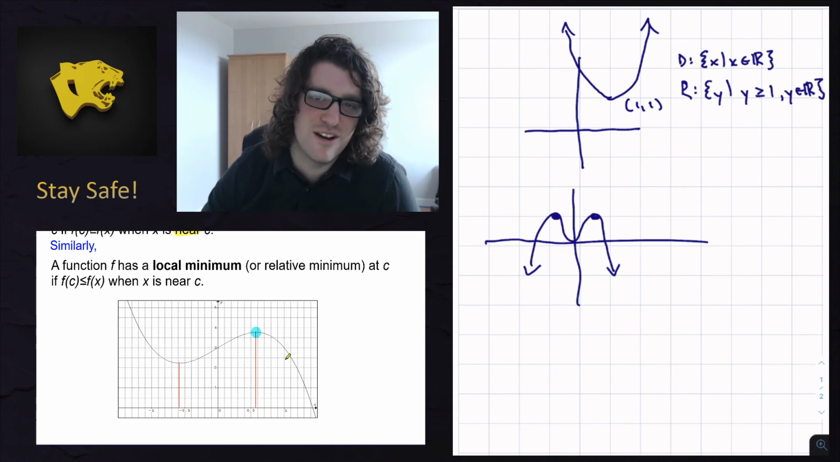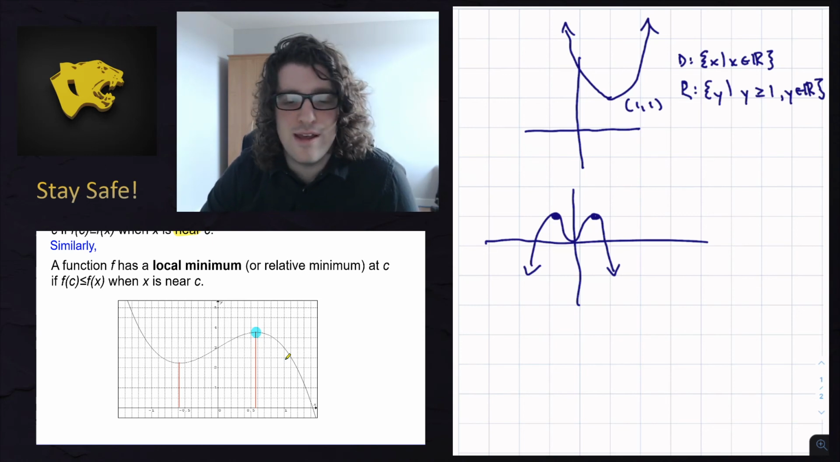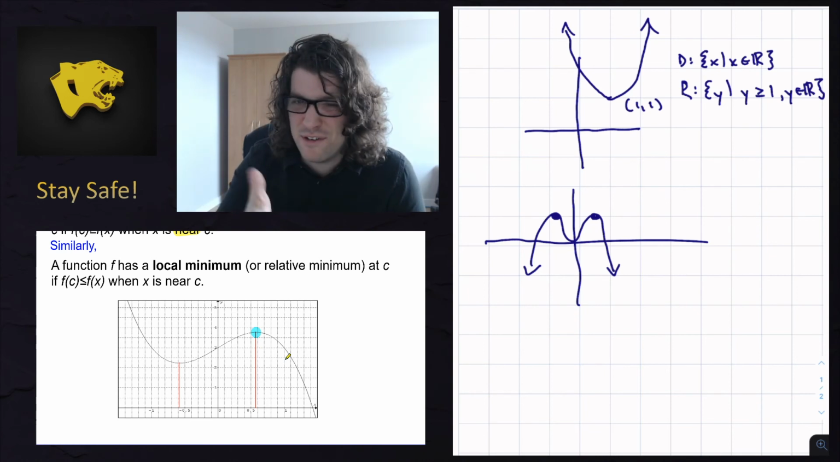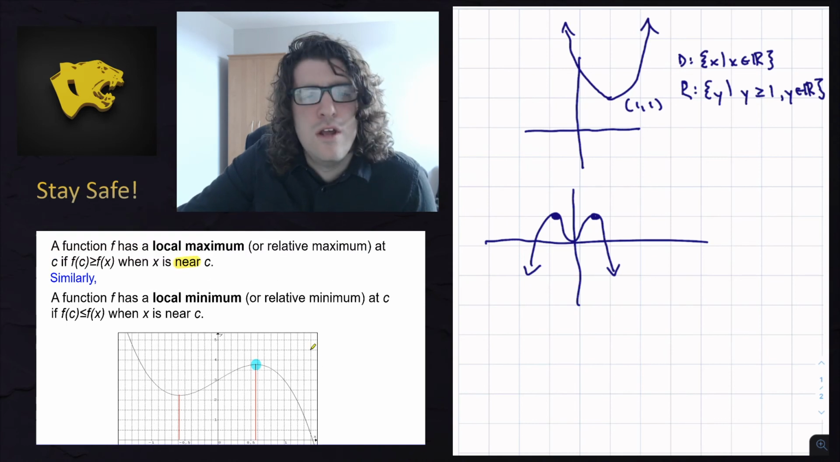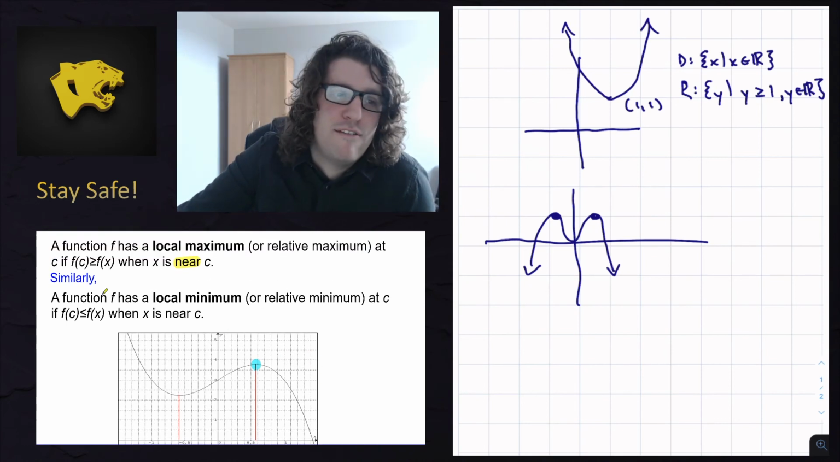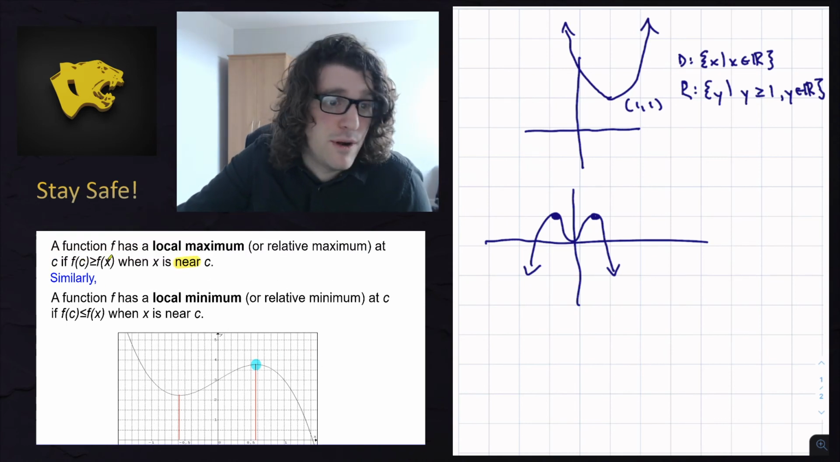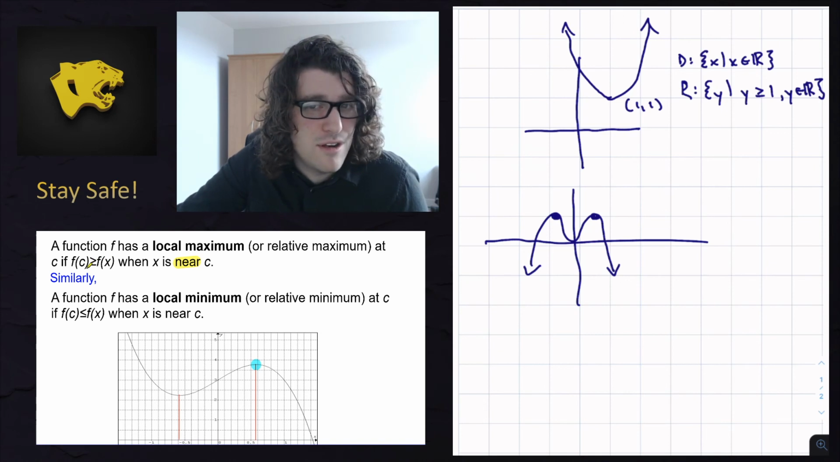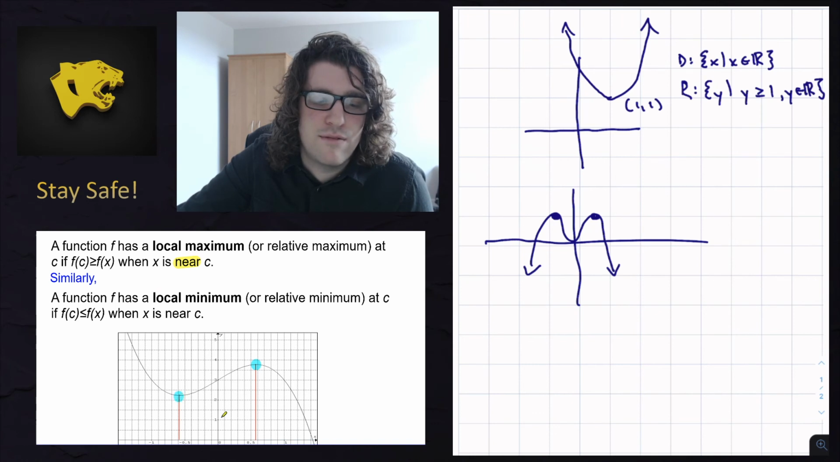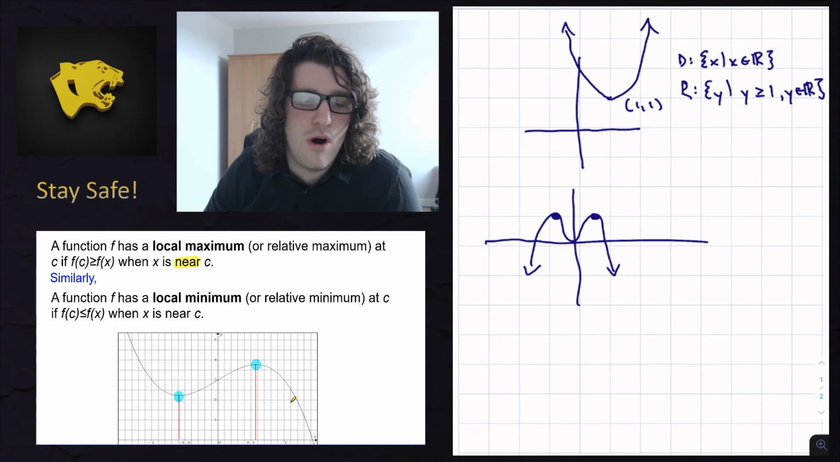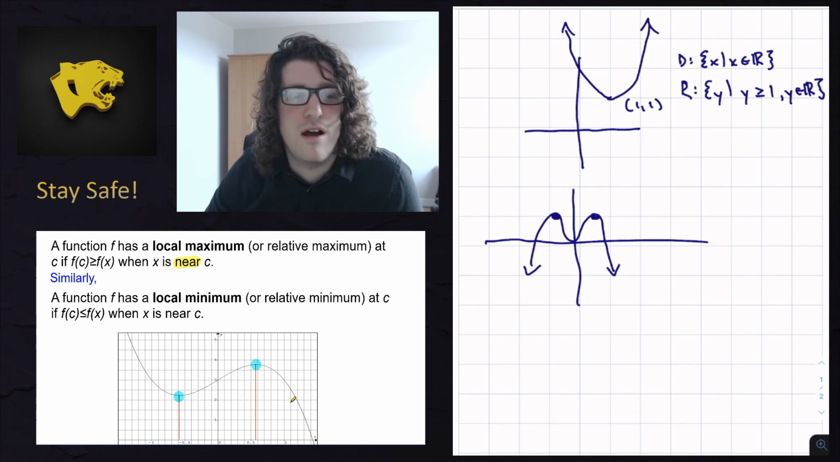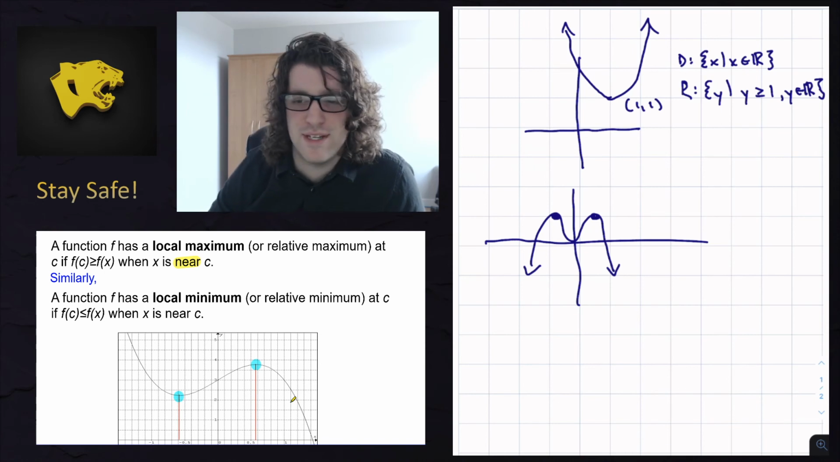So that's what near is referring to: directly to the left and the right of the position you're currently interested in. You have a local maximum if when you go a little bit left and a little bit right, there's no point that's higher than you are. So that's a local max. If you do the same thing down here, go a little bit left, a little bit right, and determine that there are no points that are lower than you, then you would be a local minimum.